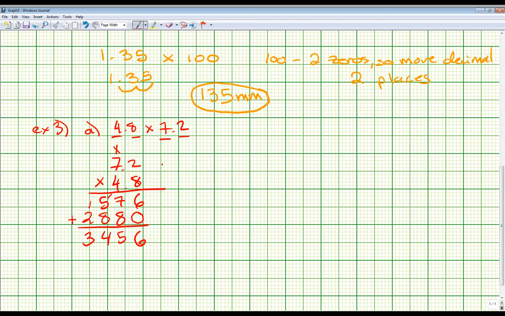Now we're not quite done. We have to check and see how many decimal places there are in the question. We have 1 here and we have 1 here. So altogether we have 2 decimal places. So we're going to move the decimal over 2 spots in our answer. 34.56 will be our final answer. Question B, similar to that one, it says 3.1 times 0.05.